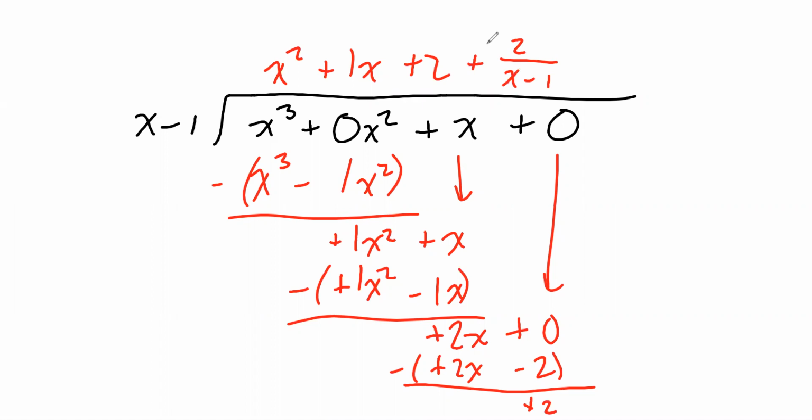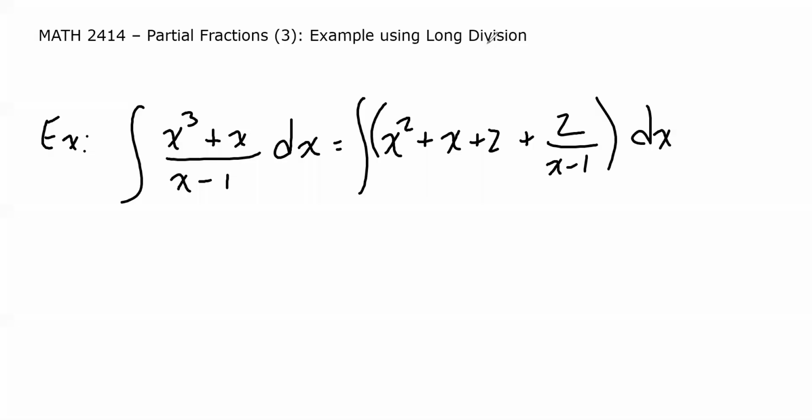Let's move that over into the integral. Now we have an integrand that we can integrate easily. The polynomial x squared plus x plus 2, that's easy. The integral of x squared is 1/3 x cubed. The integral of x is 1/2 x squared. And the integral of 2 is 2x, all positive.